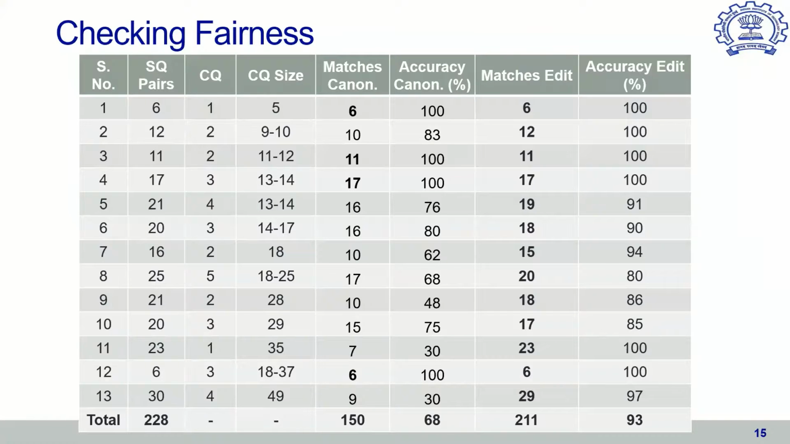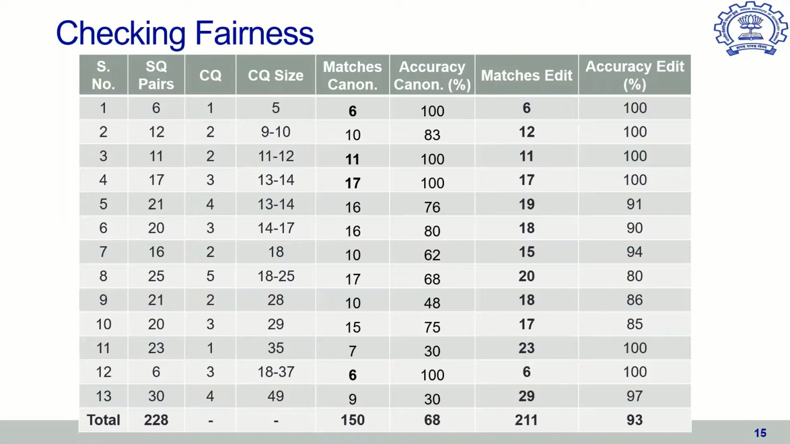The results of the experiment are shown in this table. SQ pairs shows the number of student query pairs that we got. CQ is the number of correct queries used for evaluation. CQ size is the number of components in the correct queries. This gives us a measure of how complex the queries were.